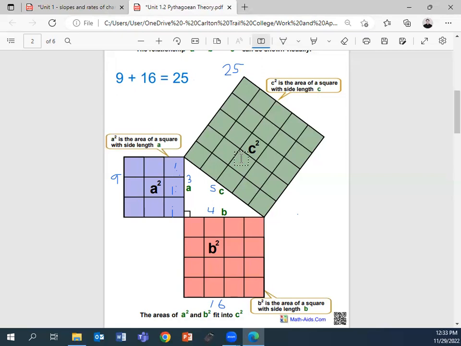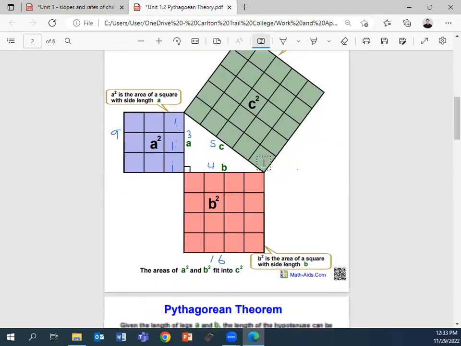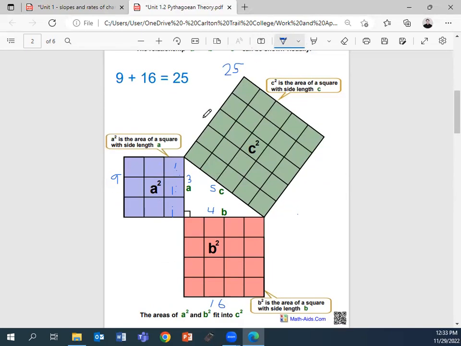So I'm hoping that makes sense. I was just counting little squares in there. That's where I got the 9 and 16 and 25 from. I can't spend too much time on this, but I'm hoping that shows you at least how it makes some sense.